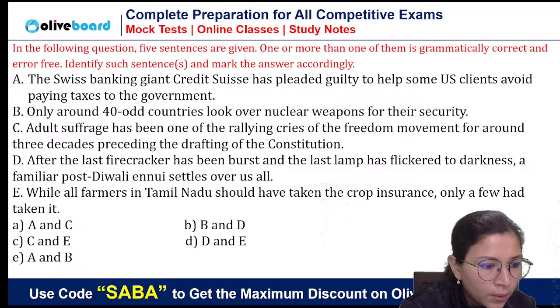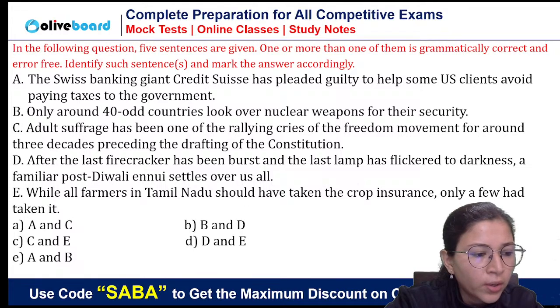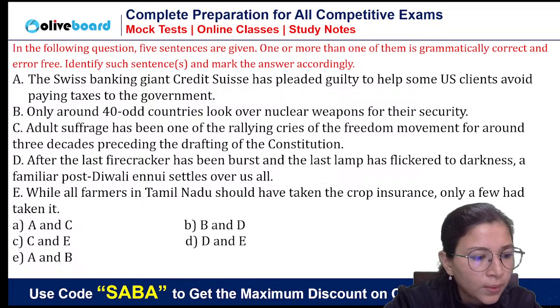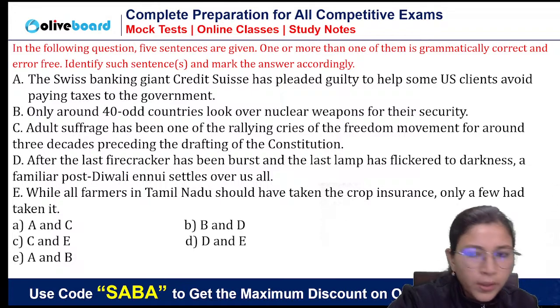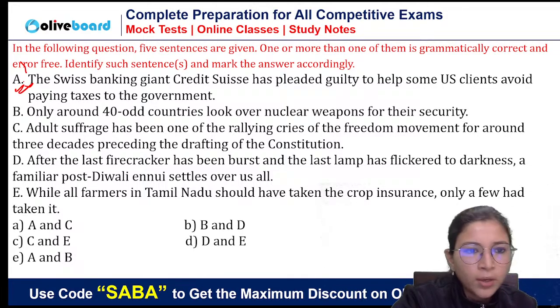E, A and B, C, B and D, B, B and D. You have to give the set of correct sentences or incorrect sentences. So it's better that first of all you get the error in each and every sentence, then it will be easy for you to do this. Correct. Chalo, A is right or wrong? One by one we will see. Is A correct or incorrect?